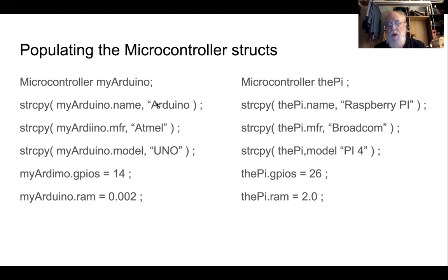So put the word Arduino, missing a quote in my example, into this member of the struct. Put the name Raspberry Pi into this member of the Pi struct. Put the model Uno into the model member of the MyArduino instance, and put Pi 4 in the model for the Pi. Watch these slides.